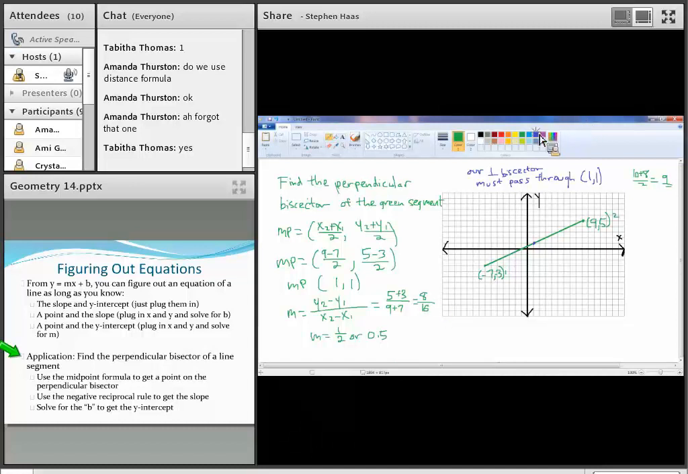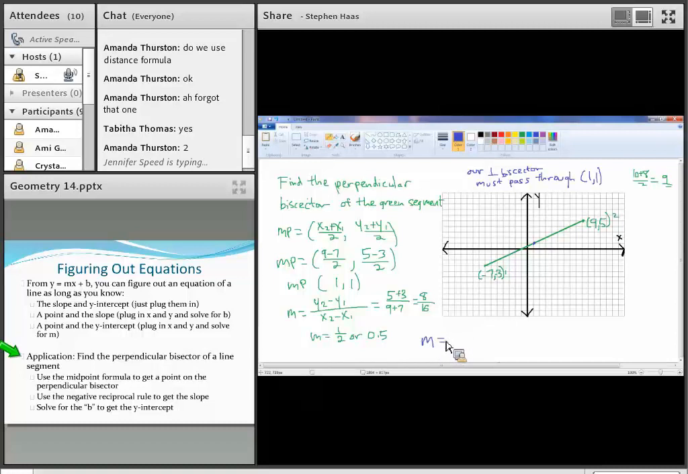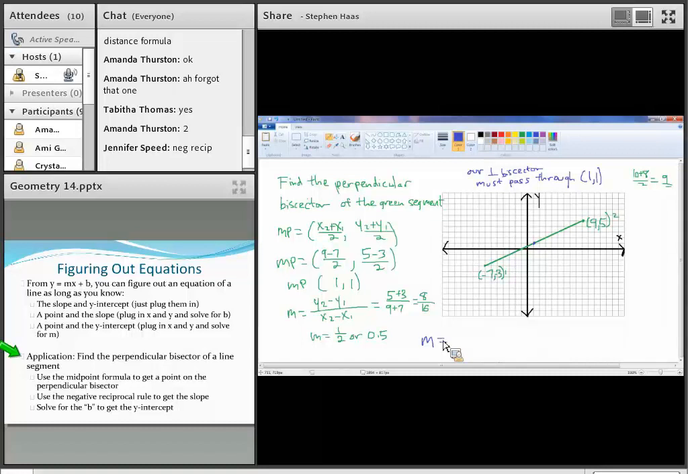Okay, fine. So for our perpendicular bisector, what does its slope have to be? Okay, you're close. Yeah, the negative reciprocal. So the other one is 1/2, so the slope of the perpendicular bisector is not 2, it has to be negative 2, right? Because this is positive 1/2, so this has to be negative 2. It has to be the negative reciprocal.